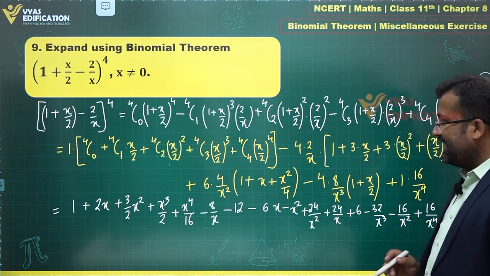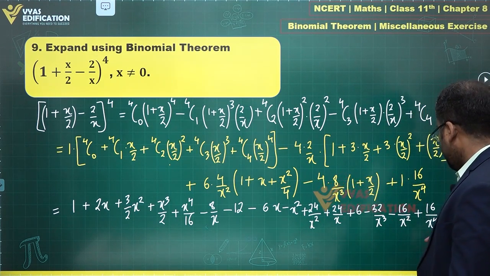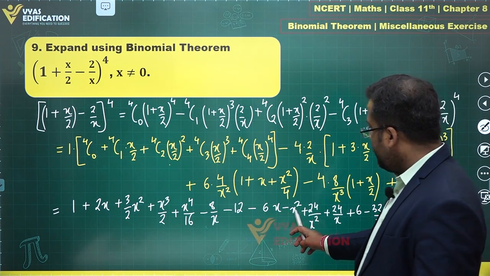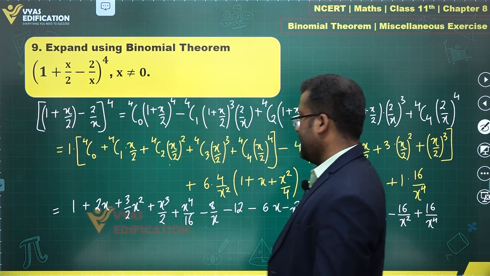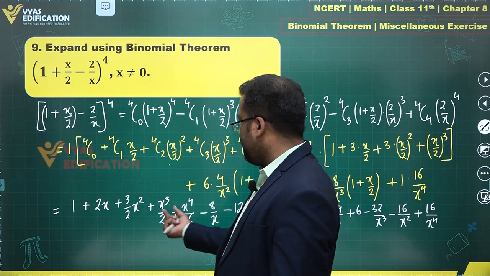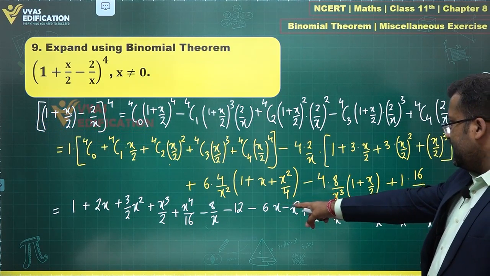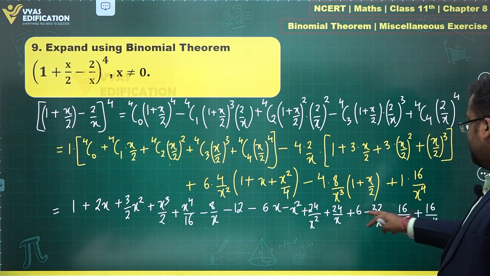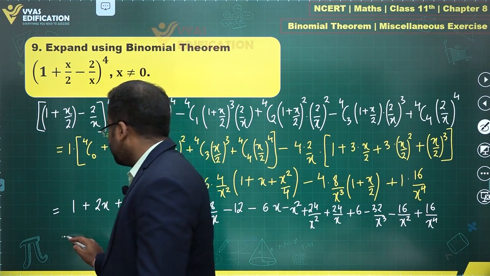Let's add the like terms together starting from the highest power of x. What's the highest power of x that I observed? This is x power 0, x square, and then you have x power 4 as well. Yes, this seems to be the highest power. There's only one term of x power 4, one term of x cube, x square, x and constant. Okay, let's add the like terms. Let's begin with x power 4 upon 16.